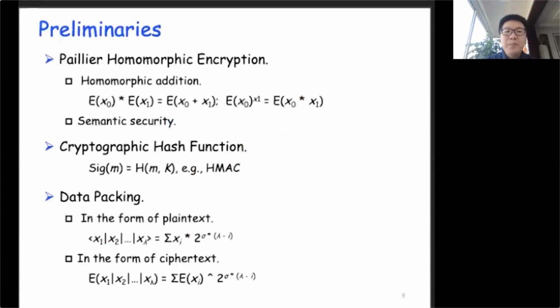Here are some preliminaries used in our paper. We use a parallel homomorphic encryption scheme, which supports homomorphic addition. We use a cryptographic hash as the signature scheme, and we use data packing to improve the efficiency.